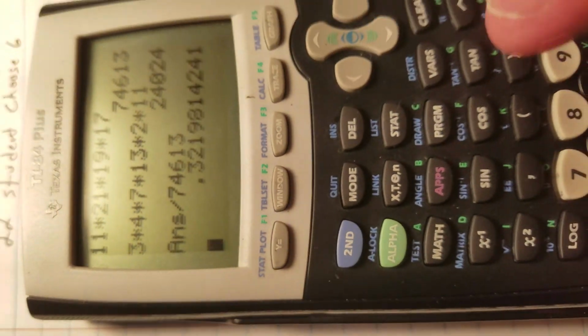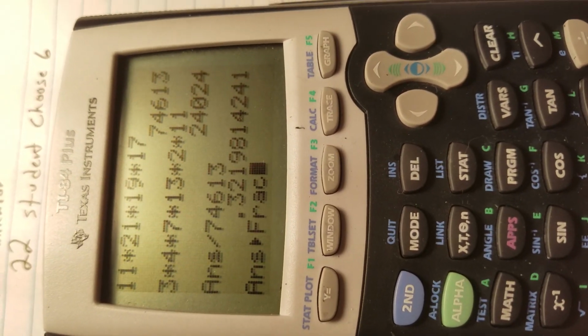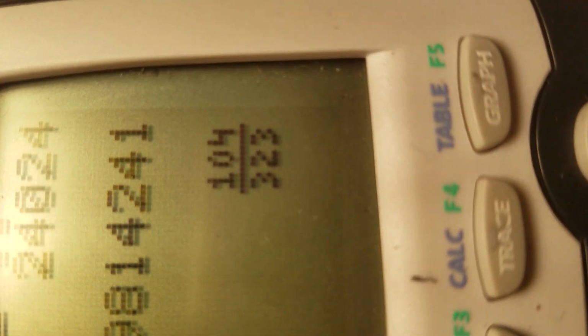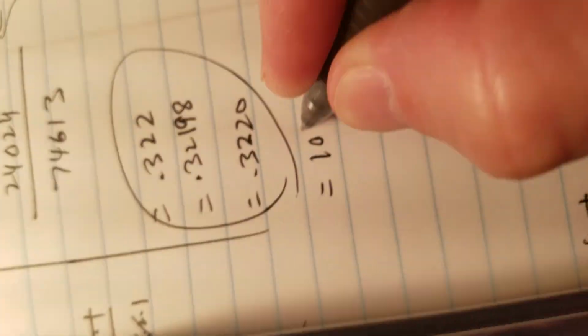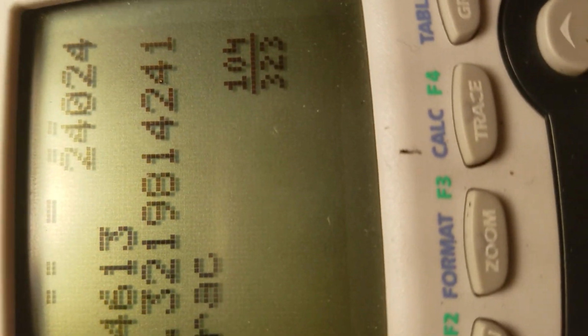But your calculator may change that to a fraction for you. If you hit math and select frac, it comes out to be 104 over 323, and that's a better answer. Is that right? 323? Okay.